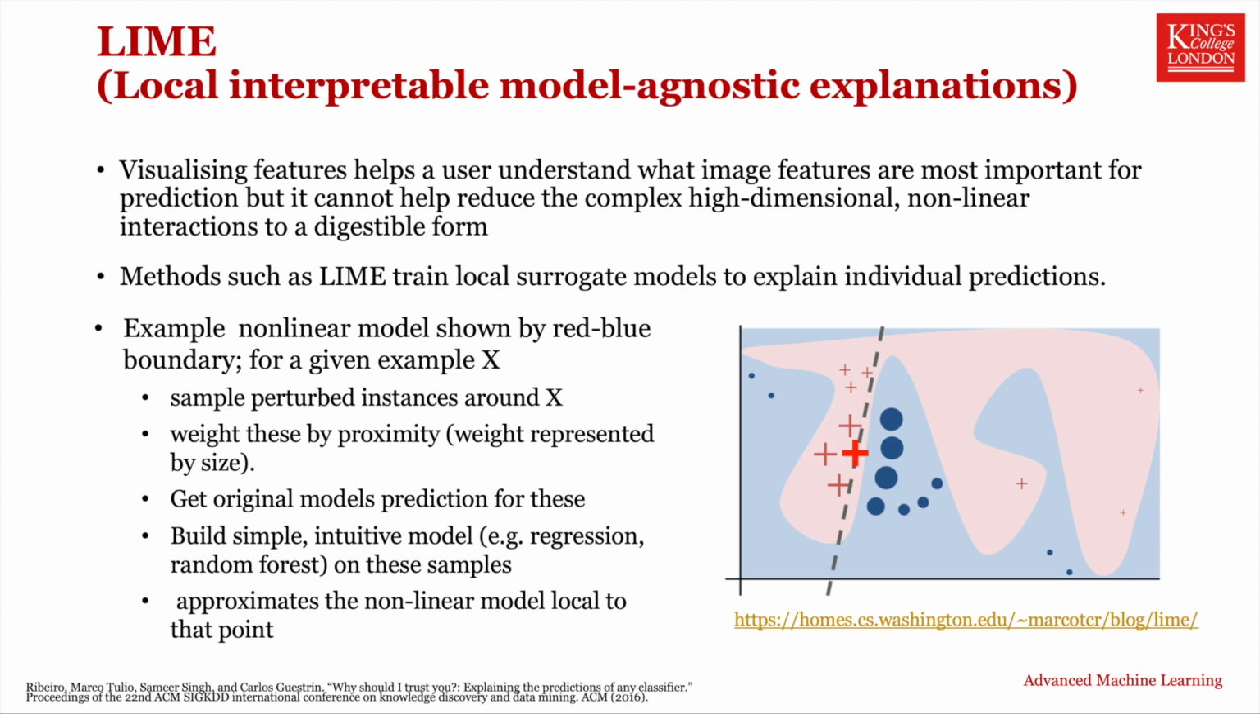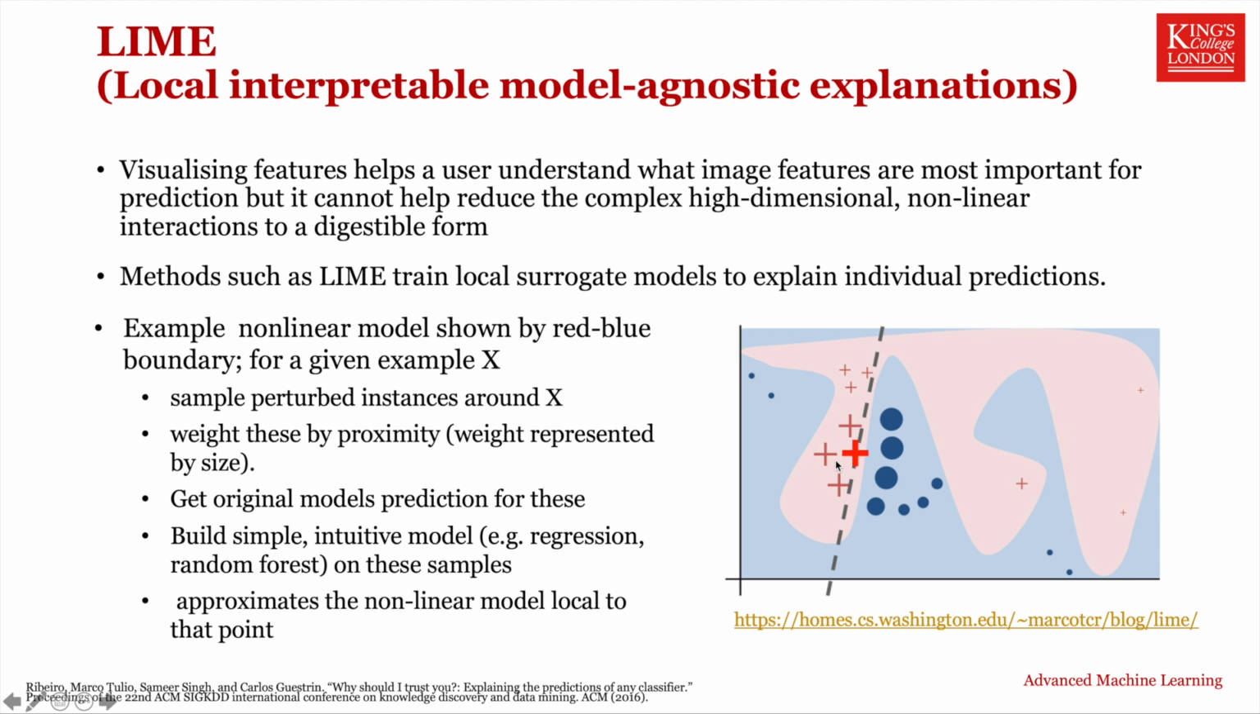For example, take this visualization, where we are imagining some deep model which is learning some highly nonlinear function indicated by the blue-red boundary. Let's say we're interested in what's driving the predictions for some specific example indicated by the big red cross. The idea behind LIME, which is the local interpretable model-agnostic explanations, is to create some new data set of perturbed examples of X, for example, by applying augmentations to the data.